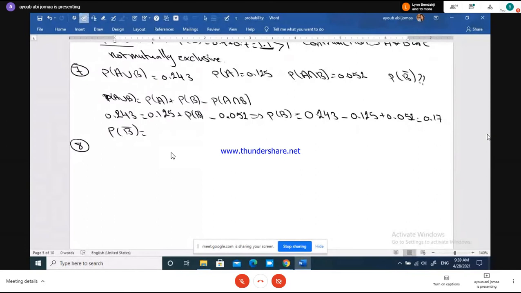PB plus P of B bar equals 1. What is the rule? It is 1 minus PB, which is 1 minus 0.17, it is 0.83.